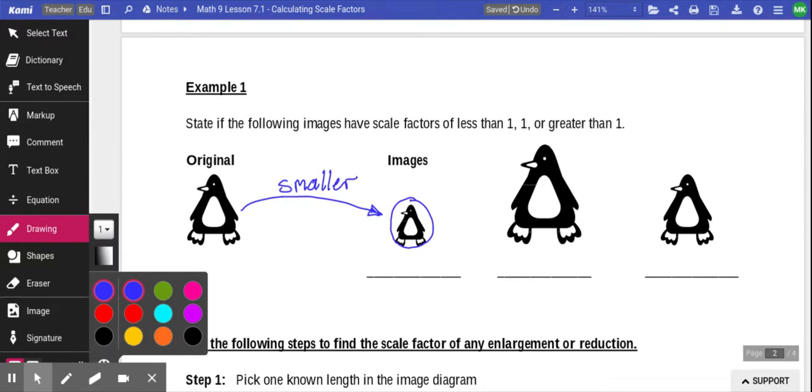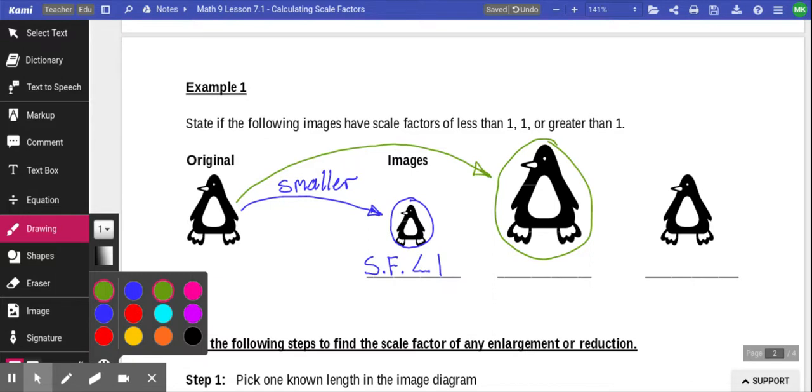Because I got smaller, that means that my scale factor, my SF, must be less than 1. Right? Smaller means it goes to less than 1. If I look at the second penguin, from the original penguin to the second penguin, I would say I have gotten bigger. Because I've gotten bigger, that means the scale factor must be greater than 1. Right? Getting bigger means your scale factor is greater than 1.